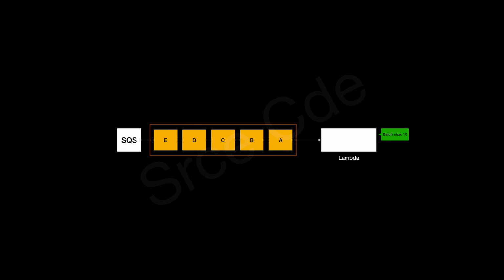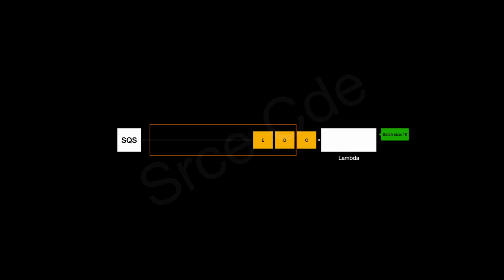Let's say we have 5 messages in this scenario, and the Lambda got triggered with the first batch, that is A and B, and those are successful, so those messages are deleted from the SQS queue. Now again Lambda got triggered with the second batch which contains 3 records. C was successful and it is deleted. Now here D is causing the error.